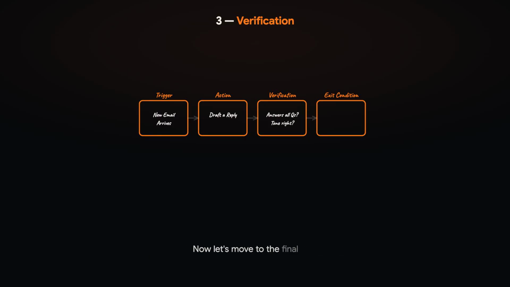Now let's move to the final box. Draw one last arrow. Label this box Exit Condition. An exit condition is the rule that tells the loop when it can stop. Write this inside the box. Send only if verification passes. That sentence controls the whole process. If the verification succeeds, the email is sent and the loop ends. If the verification fails, something different happens.